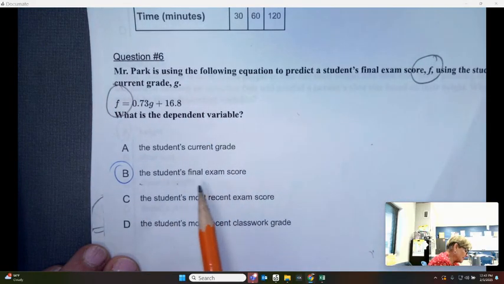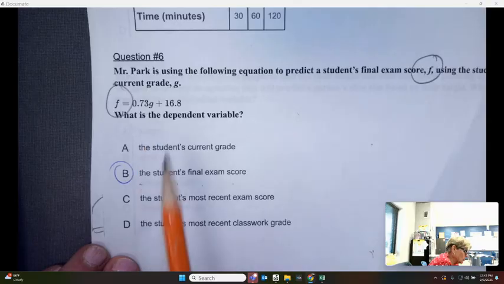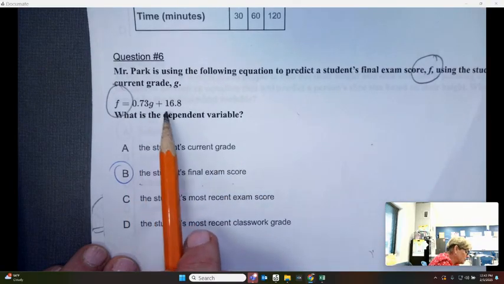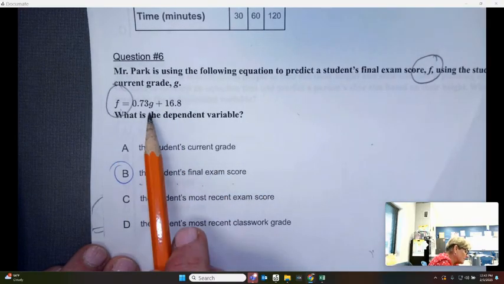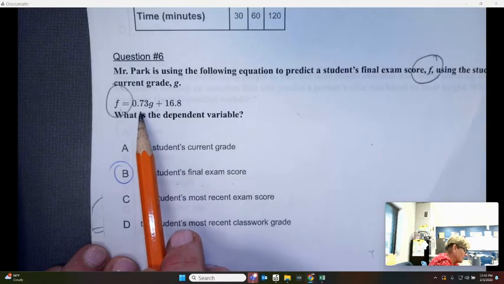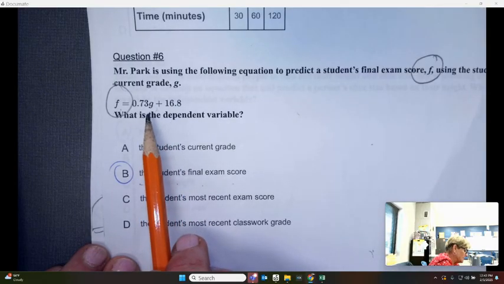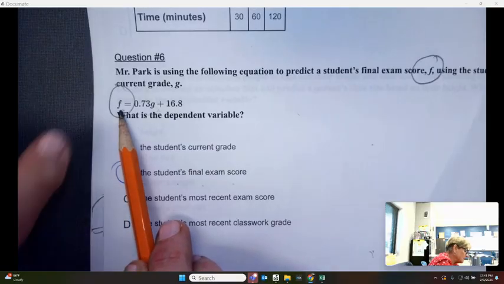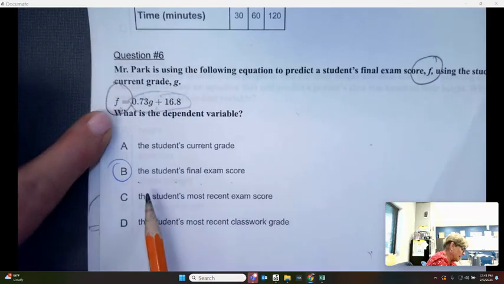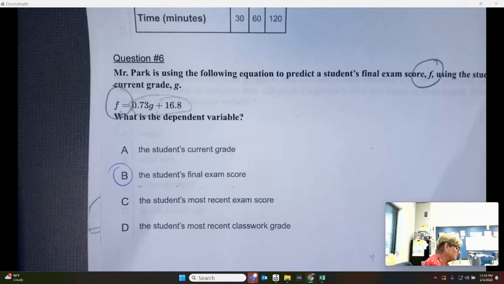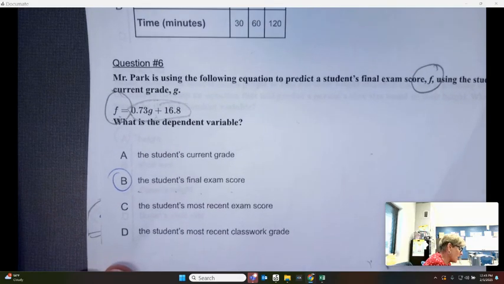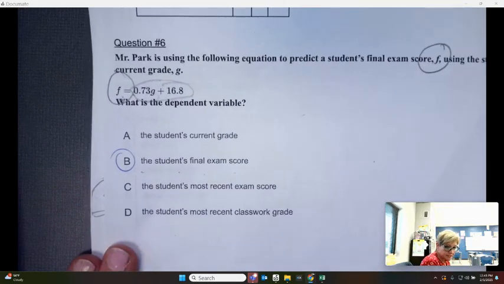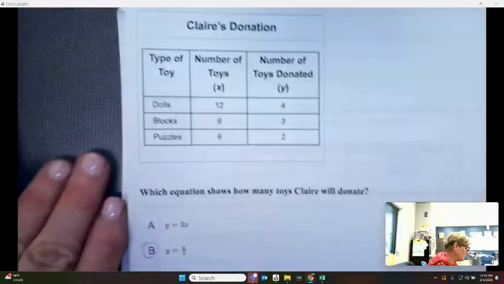The student's final exam score is going to be the variable because what you do to X determines what Y is, and that is the rate times whatever the G would represent, the grade, plus the 16.8. So F is going to depend on what you do to this. So F, the final exam score, is the dependent variable.